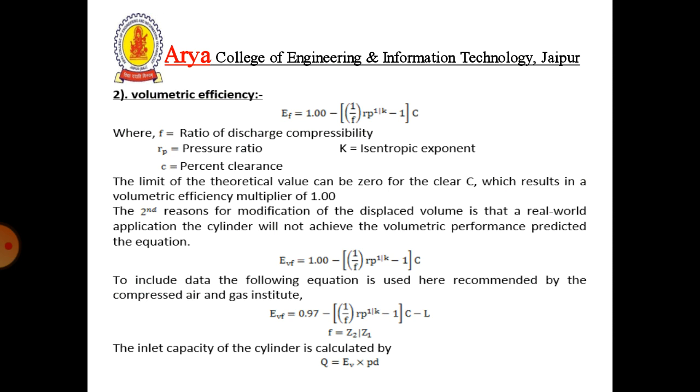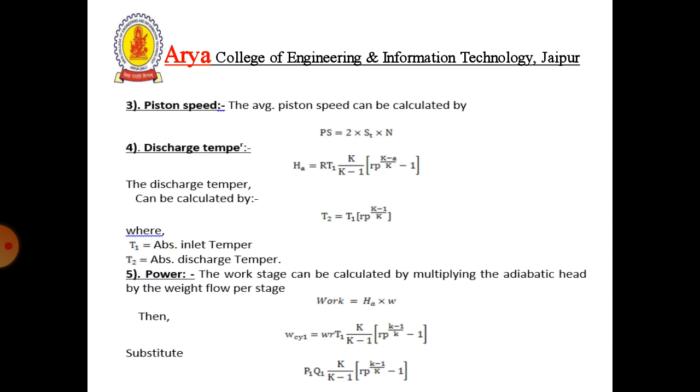The inlet capacity of the cylinder can be calculated as Q equals EV into PD. Third is piston speed, which can be calculated as PS equals 2ST into N. The lower the piston speed, the lower the maintenance and the higher the reliability. If the piston speed is reduced, then the diameter of the cylinder must increase to compensate for the lost displacement to maintain the desired capacity.